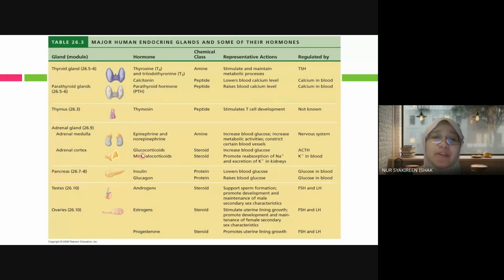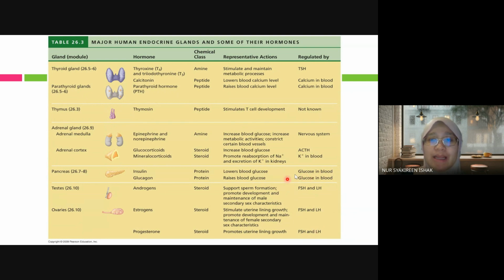And then the pancreas also, we have looked at the function of these two hormones in chapter 3, which function to regulate your blood glucose level. And then this one we have looked at during chapter 4. Okay, so the gonad secretes the sex hormones. So for the gonad to produce all these sex hormones, it is regulated by the hormones secreted by the anterior pituitary, FSH and LH.